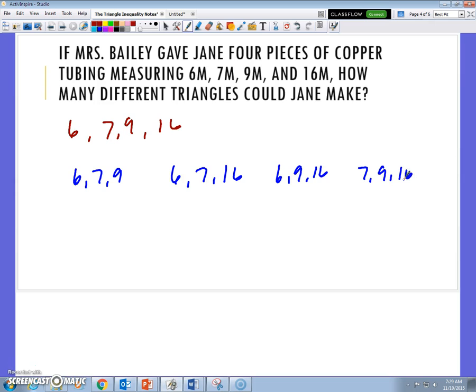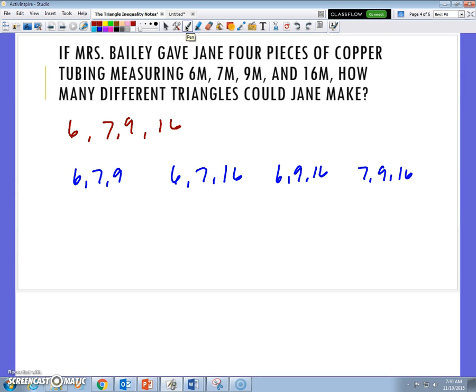Those are the 4 different combinations of lengths that are possible. Now 9, 7, 6, we already have that in 6, 7, 9. So we don't want to repeat it because those are still the same copper lengths. So we wouldn't write it twice. We just need each of the unique different sets of 3.